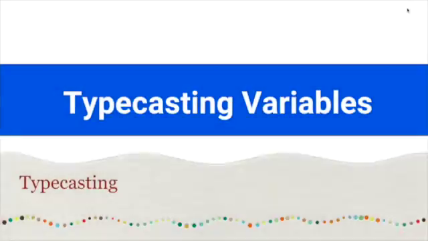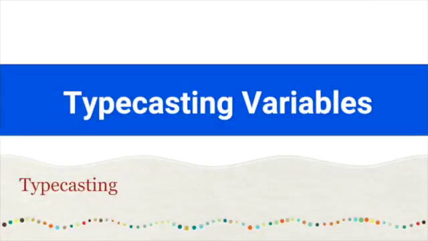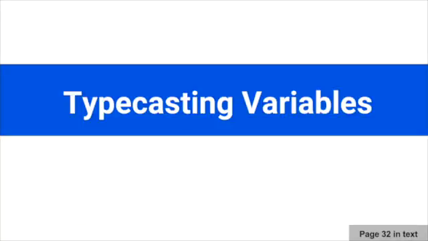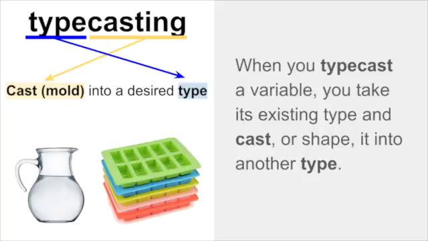We're working on understanding typecasting variables. And this idea is on page 32 of your textbook. Typecasting is really made up of two different base words: type and casting. If you cast something, you mold or shape it into something. And the type is the style that it's existing in.